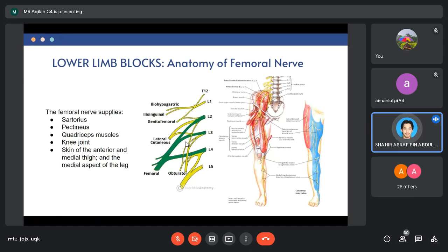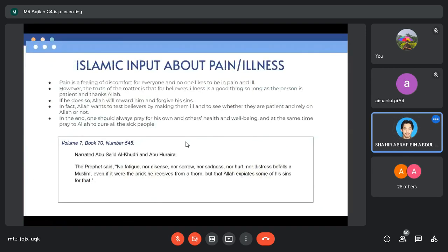We did not cover local anesthetic systemic toxicity, which we should have. So we'll just do it as homework. It's already 4:20. I think it's very late. Thank you for all the nice slides.